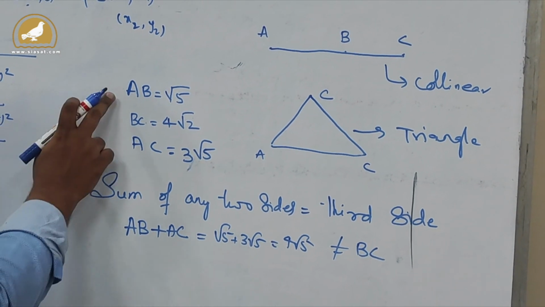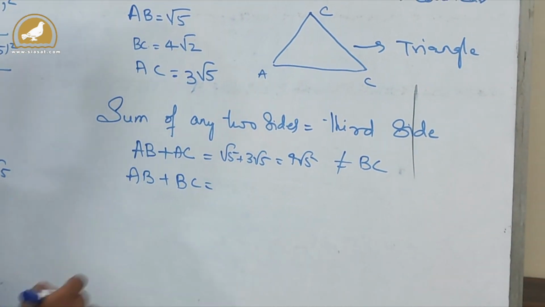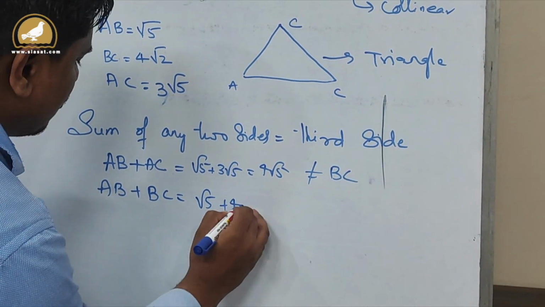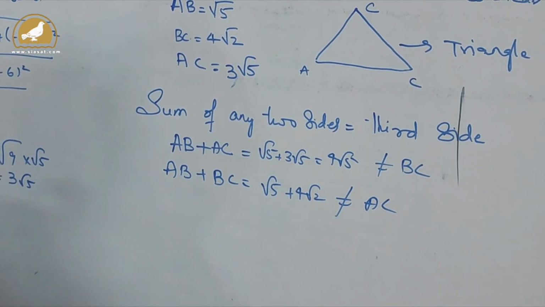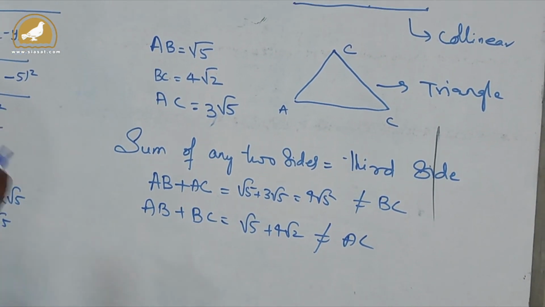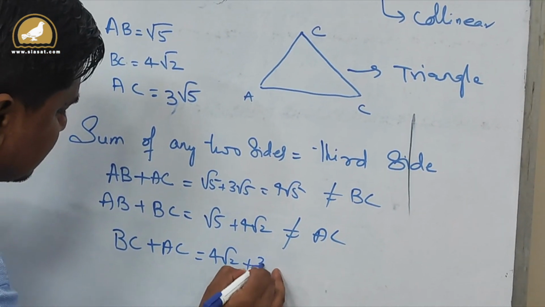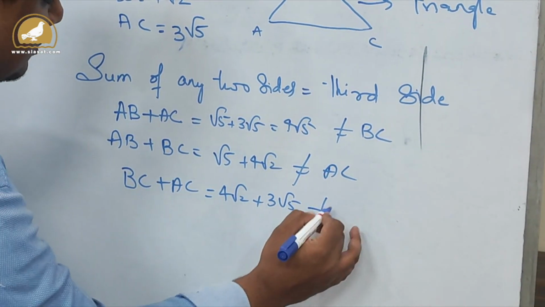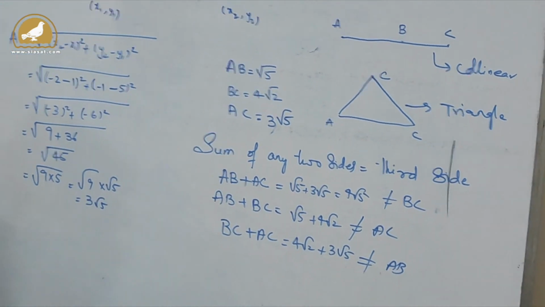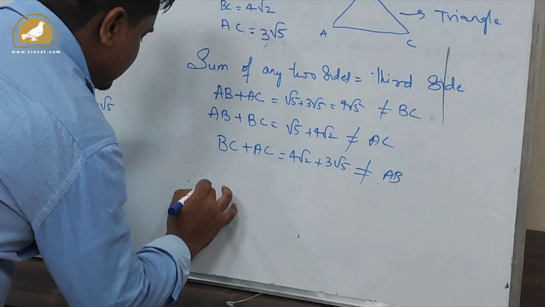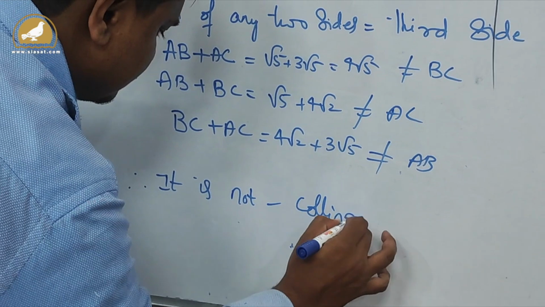If I take any other two sides, AB plus BC is root 5 plus 4 root 2. Obviously this will not be equal to AC. So AB plus AC is not equal to BC, and AB plus BC is not equal to AC. If I take BC plus AC, which is 4 root 2 plus 3 root 5, that will not be equal to AB. So the sum of two sides is not equal to the third side. Therefore, it is not collinear.